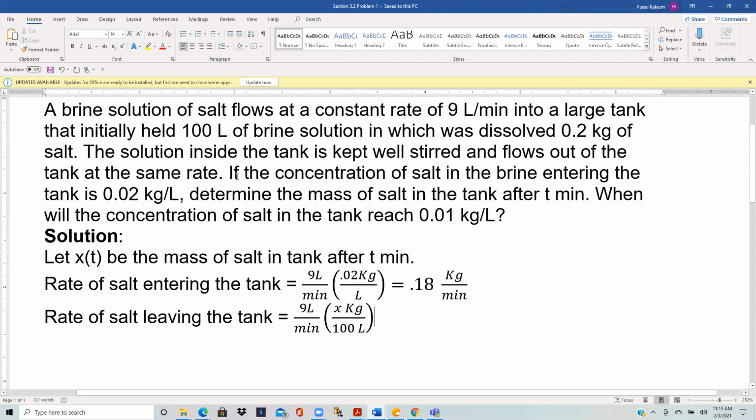The solution in the tank is kept well stirred and flows out of the tank at the same rate. If the concentration of salt in the brine entering the tank is 0.02 kilogram per liter, determine the mass of the salt in the tank after T minutes, and then when will the concentration of salt in the tank reach 0.01 kilogram per liter. So the first thing we have to find is the mass of the salt.